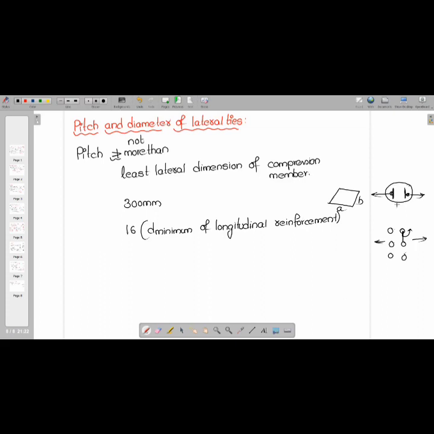Gauge and pitch I have told you, no. Pitch is the spacing between the bars in the direction of force. This is pitch. Gauge is the distance between the bars perpendicular to the direction of force.